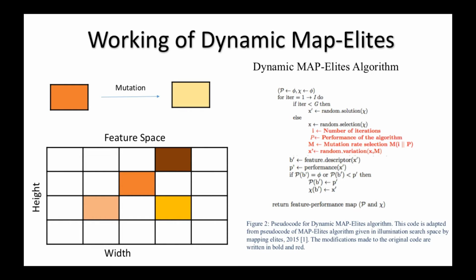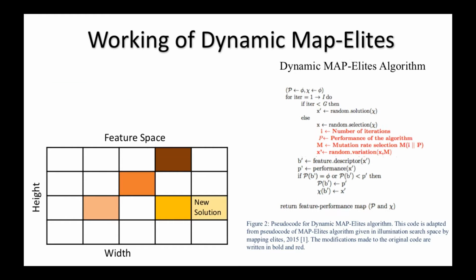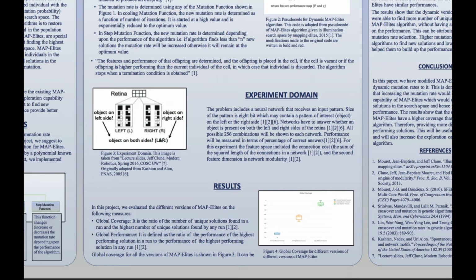Now we have a new solution which needs to be placed on the feature map. To do this, the solution is evaluated for its performance and features. The position of the solution is identified according to its features. The solution is placed in a cell if the cell is empty or if it has a higher performance than the current solution in that cell. The process is continued till a predefined termination criterion is met. The termination criterion can be the required performance or a given time frame. At the end of the algorithm, we get a map of high-performing solutions with different features.